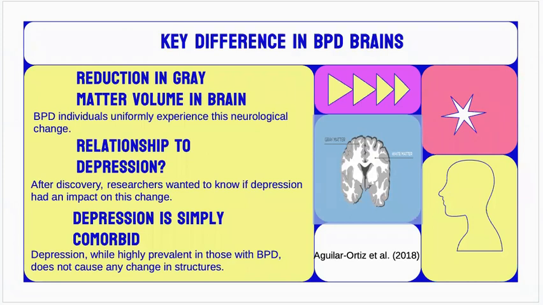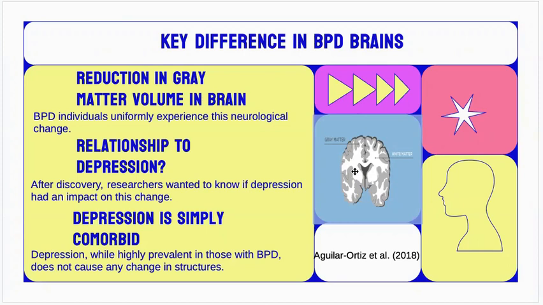A key difference in the brains of people with borderline personality disorder is a reduction in gray matter volume in the brain. Gray matter is the substance in our brain, and white matter makes up the connections between different brain areas. Here's an image that shows gray and white matter, and I like to provide the analogy that it's like the earth. The gray matter is the neurons, but that would be the green, the earth, the land, and then the white matter would be the blue, the ocean that connects everything.